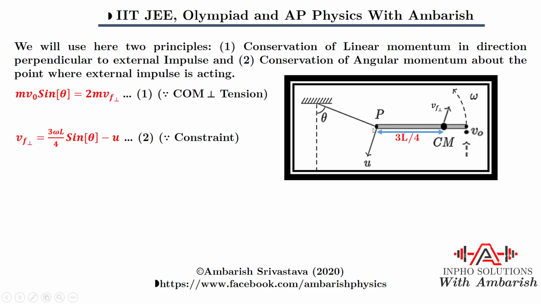perpendicular to the string as seen from P, but P itself has a speed u. We have taken the variable u as the velocity of P perpendicular to the string in this direction. So that means the total velocity of the center of mass in this direction becomes omega into 3L/4 sin theta minus u. That's what I've written. So 3 omega L/4 sin theta minus u, and this should be equal to our variable that we have introduced, that is Vf perpendicular. So this is the constraint equation. All right.